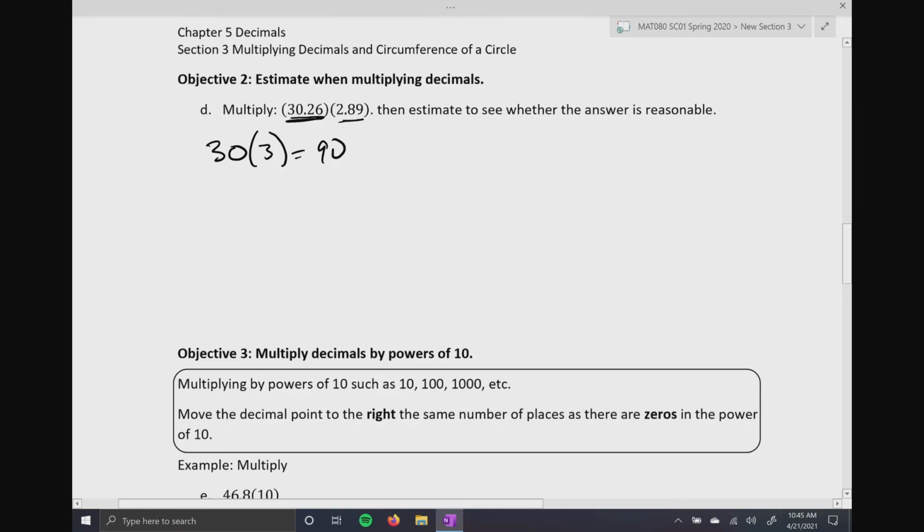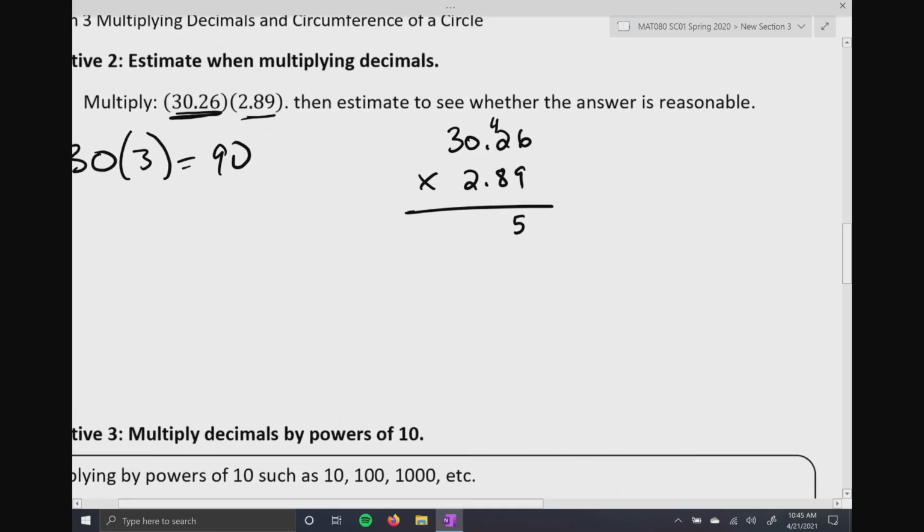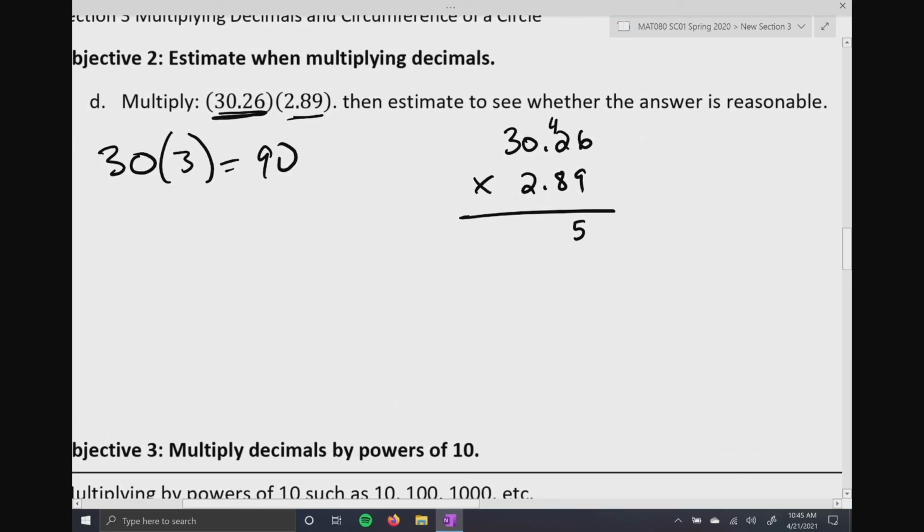Now, let's go ahead and find out, okay, what is the actual answer? And if we're close to 90, then we know we did something right, which is a good thing, okay? So 30.26 times 2.89. Now this one's going to take some work. So 9 times 6 is 54. 9 times 2, I'm going to zoom in so we can see it. 9 times 2 is 18. Plus 4 more is what? 22? 9 times 0 is 0. Plus 2 is 2. 9 times 3 is 27.